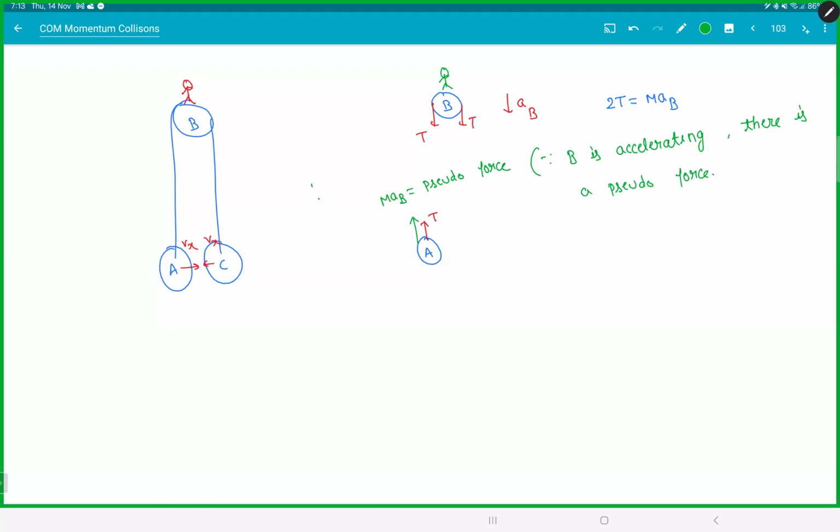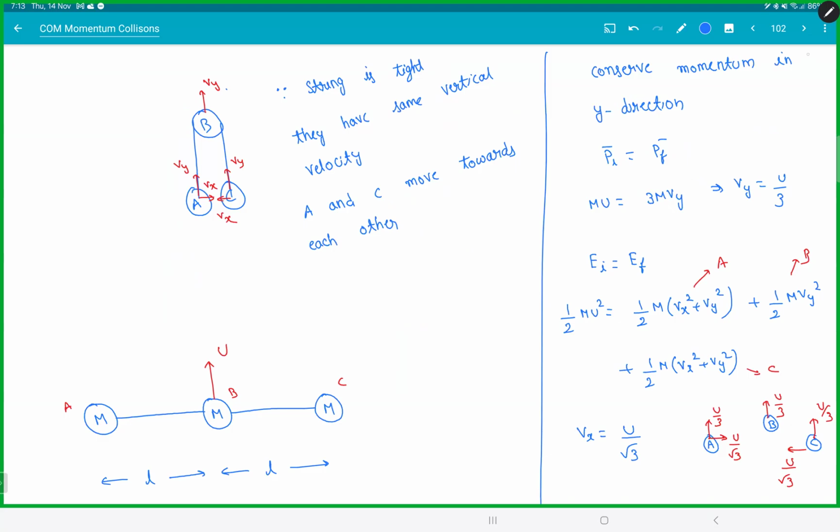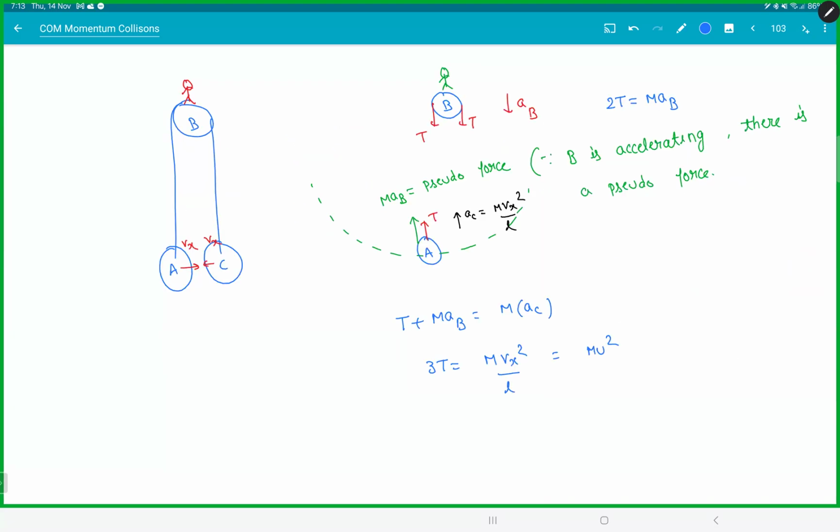And on top of this, now A is going in a circle. That is a different story. So we have a centripetal acceleration, or actually you can use centrifugal force also, but let's use centripetal acceleration, which is m Vx square by L. So tension plus the pseudo force are providing the required centripetal acceleration. But what is m a_B? 2T. So that becomes 3T equals m, and what is acceleration? Vx square by L. And what is Vx? U by root 3. So what is tension? T equals m u square by 9L.